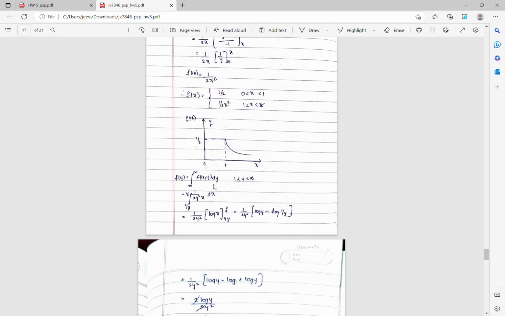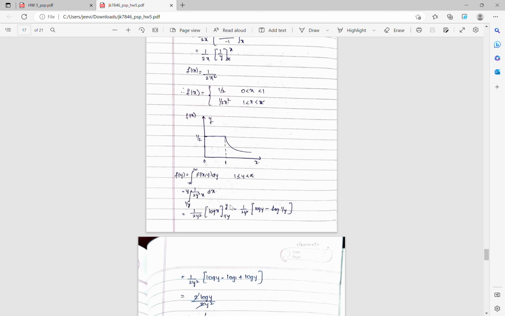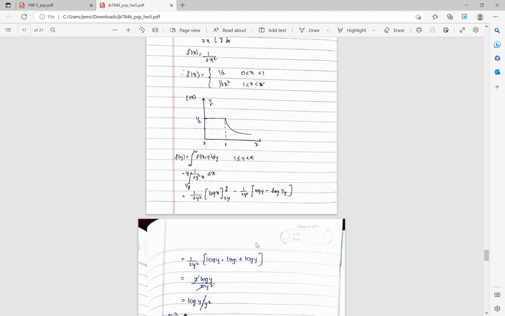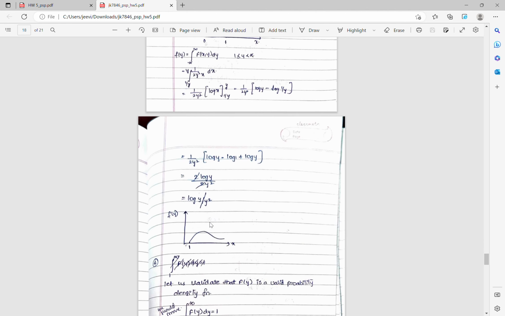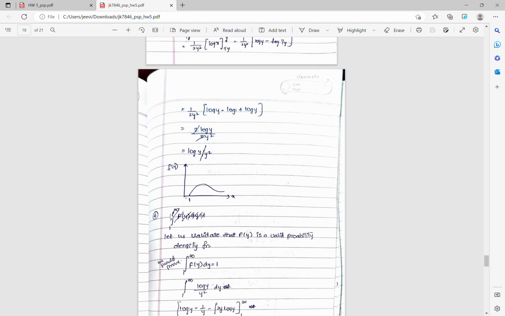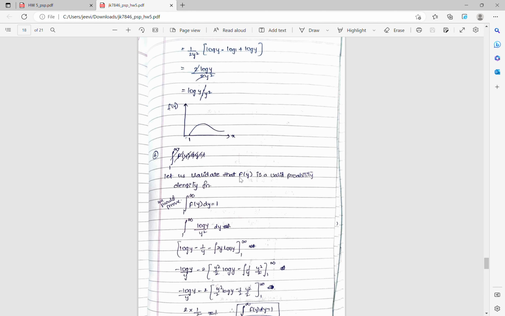Now similarly, let's calculate the value of f of y over the interval 1 less than or equal to y less than infinity. In a similar case, 1 by 2 into y square will be taken out, and we have the integral of 1 by x dx, that is log x, over the interval 1 by y to y, which is equal to 1 by 2 into y square into log y minus log 1 by y. If we do the solving, we get log y by y square, and this will be the graph for that.